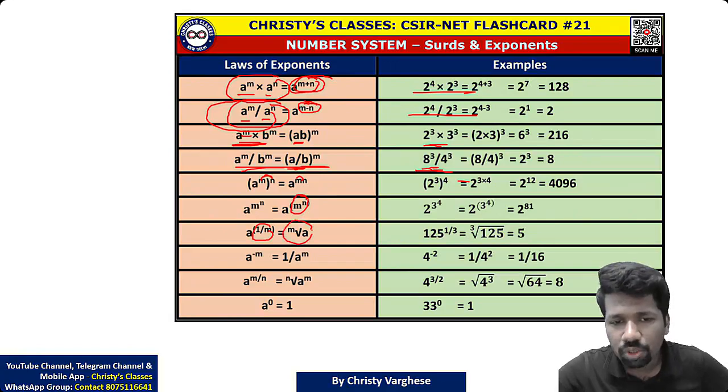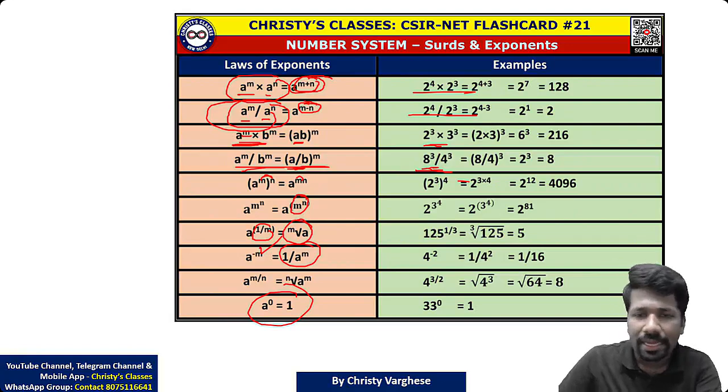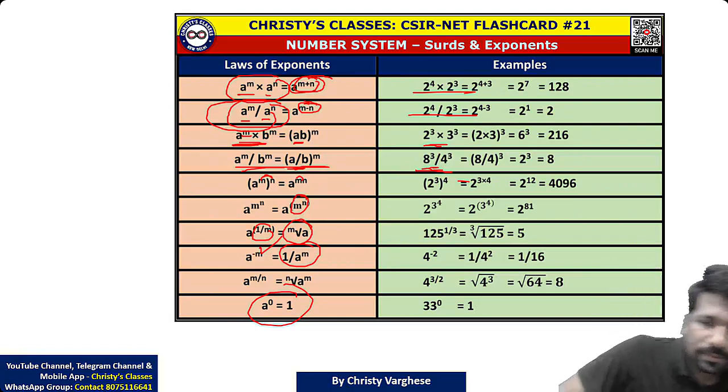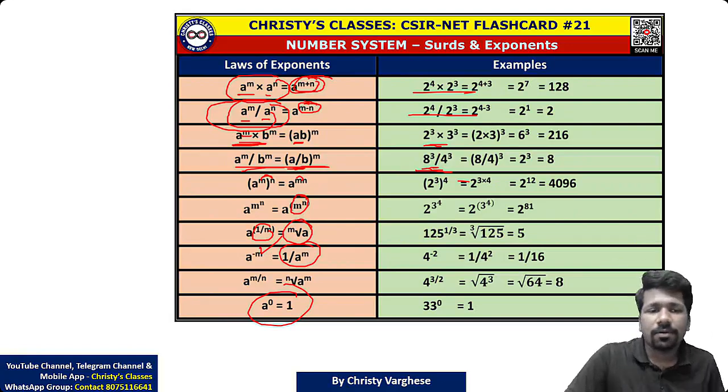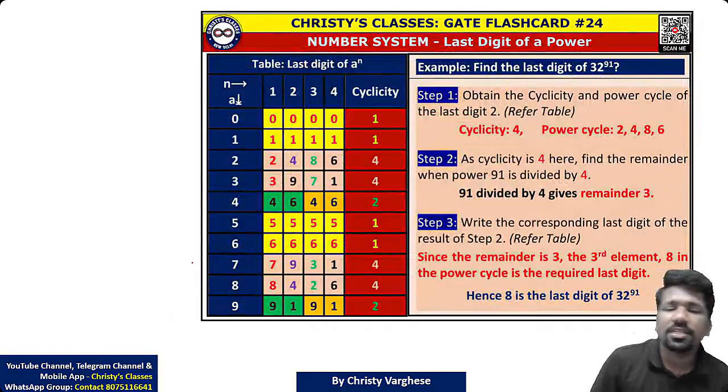Fractional power means root होगा. Negative power means 1 by positive power होगा. Then zeroth power is always 1. These things also please remember. Clear है ना all these things? So that is about surds and exponents. Yes, surds and exponents का extension है last digit of power.